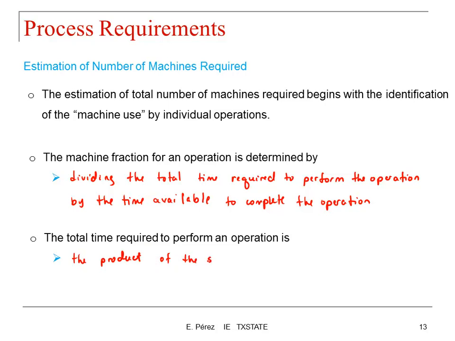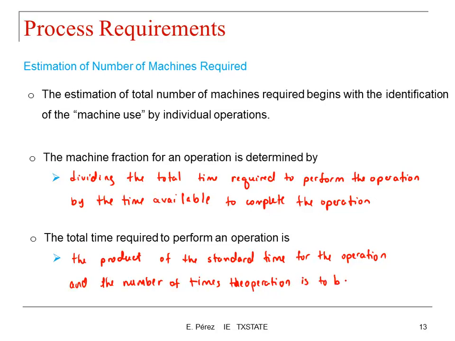And the total time required to perform an operation is the product of the standard time for the operation and the number of times the operation is to be performed. Okay, so we're going to see how to apply this with a simple example on the next slide, but there are the two important amounts that we need to consider.